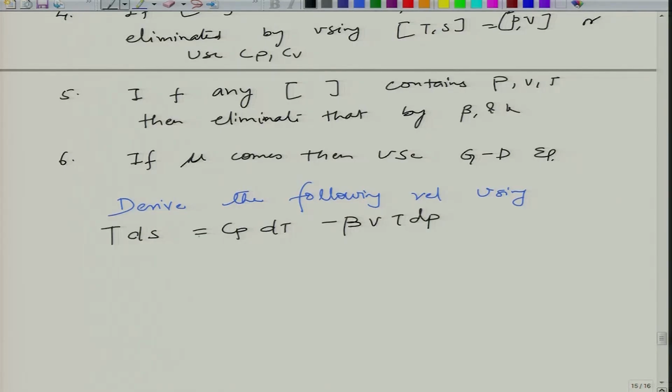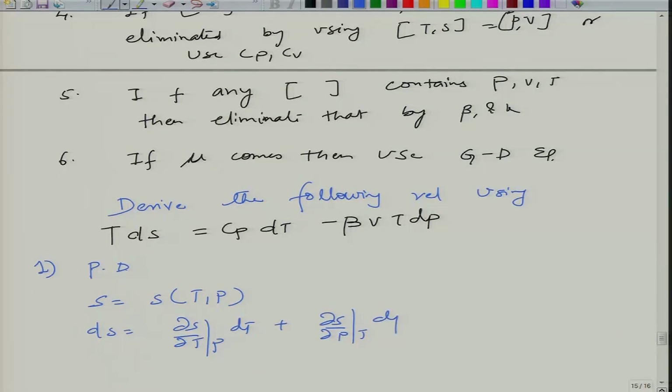Okay. So, you have to derive this expression. The first approach we will try is the partial derivative based one. Here I can clearly see that S is a function of T and P. So, I can write dS as (del S by del T) at P dT plus (del S by del P) at T dP. This is what I would start with, because you are interested in this expression and this appears to be a function of T and P.